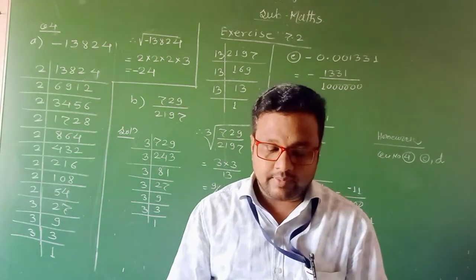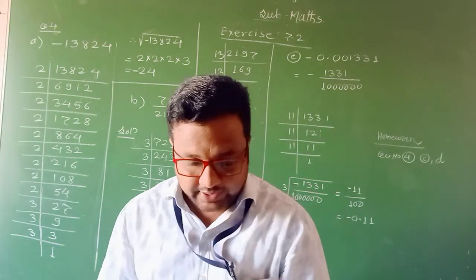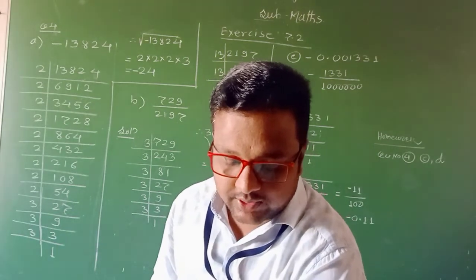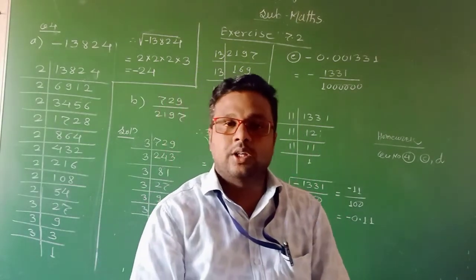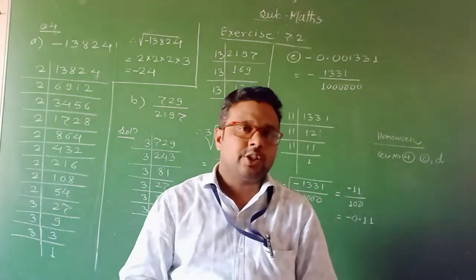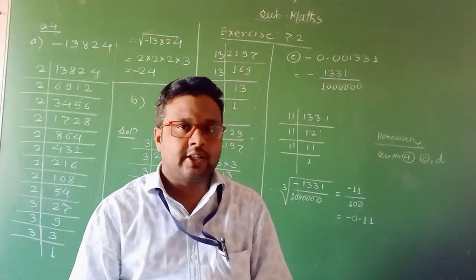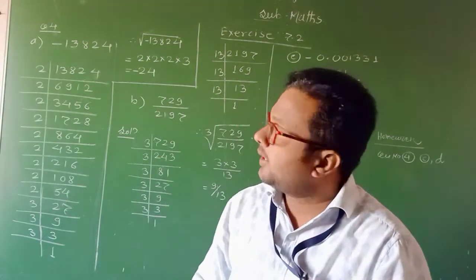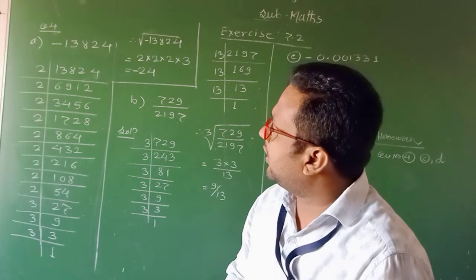The question is: find the cube root of the following numbers. Some numbers are given in this question and we have to find their cube roots by the prime factorization method. Here I take example A.